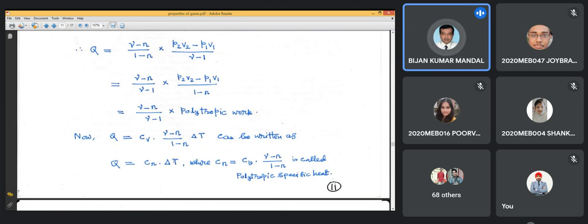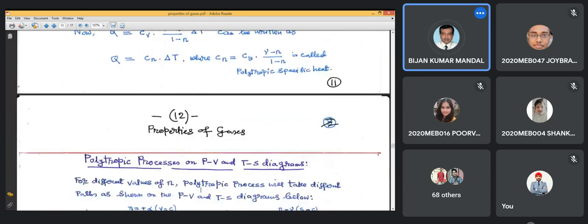And if you write the whole expression, because we know that heat transfer is equal to specific heat into the temperature difference, this whole term, that is Cv into gamma minus N by 1 minus N, we are writing as Cn, which is known as the polytropic specific heat. And the value of the polytropic specific heat is dependent on the value of the polytropic index N, because if the value of N becomes different, it will be different.